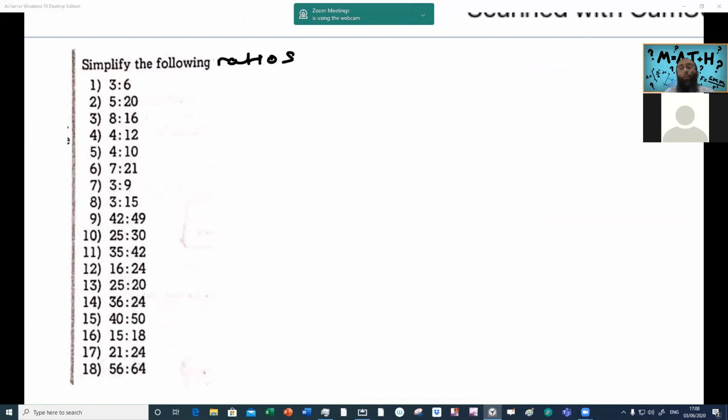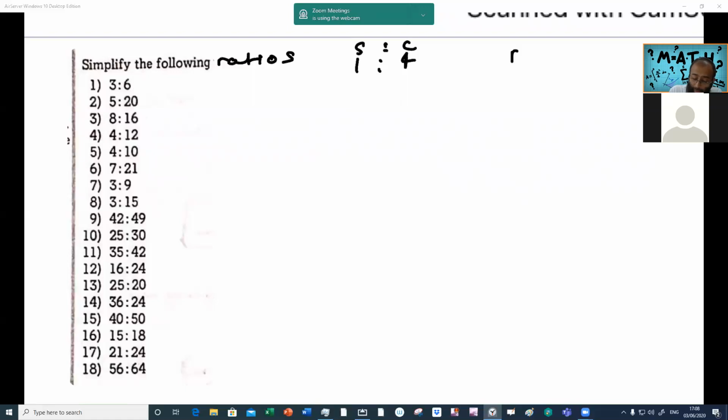Simplify the following ratios. Think of ratios like when you have a mixture of something. Say, for example, you are mixing sand and cement to make concrete. You will have so many bags of sand to so many bags of cement. That's called a ratio. That's your mixture. So, for example, that could be a ratio of 1:4 of sand to cement. That will make concrete.